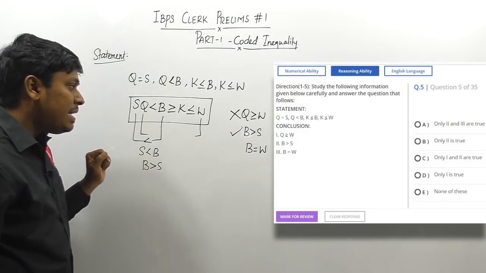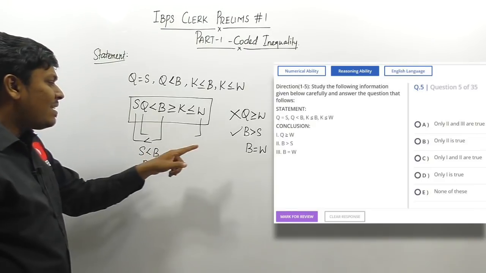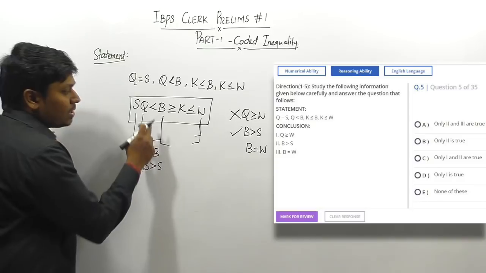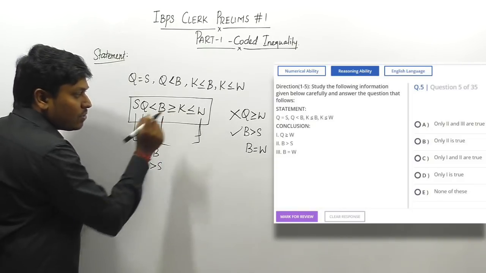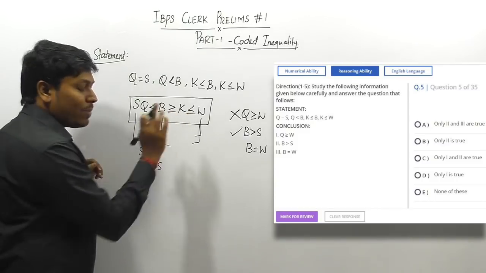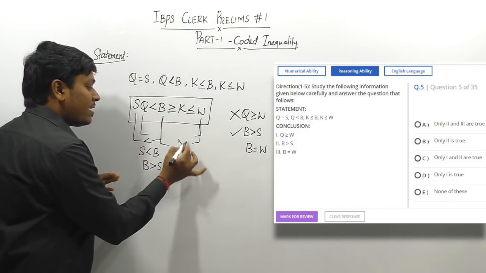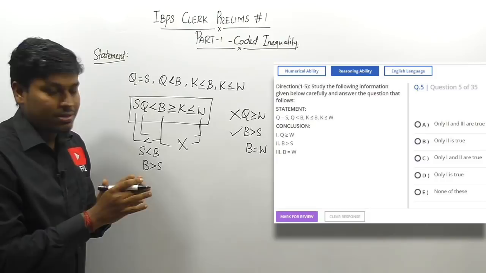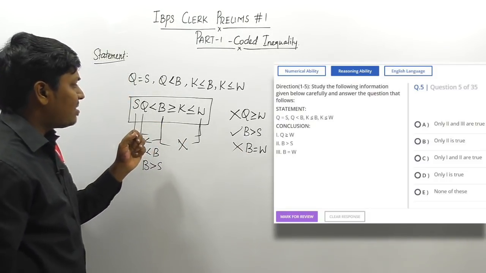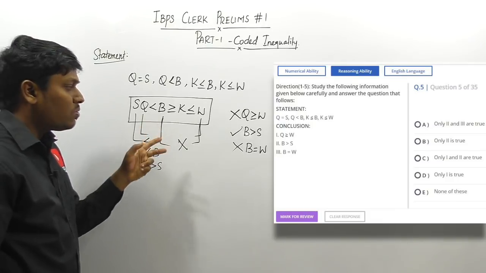Conclusion number 3 is b equal to w. So they are saying that b and w are equal. Listen carefully, here the symbols b and w. While comparing b and w, we have two symbols, greater than or equal to, less than or equal to, but one greater than, one less than. So definitely in inequality, we know that it is false. So we can say that b equal to w is also false. So finally for this question we got only conclusion 2 is true.